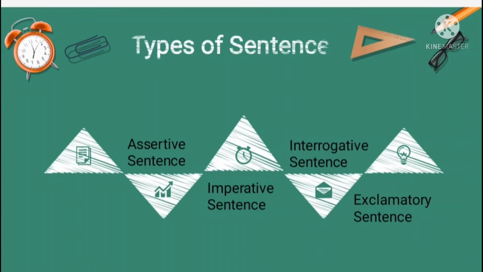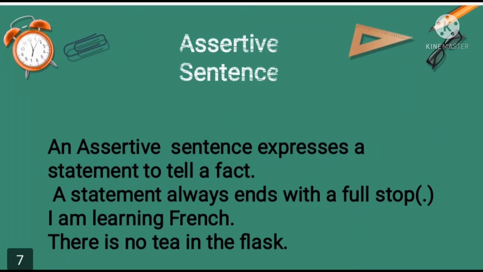Broadly, children, there are 4 types of sentence. First one, assertive sentence. Second one, interrogative sentence. Third one, imperative sentence. And fourth one is exclamatory sentence. We will discuss these sentences in detail further.